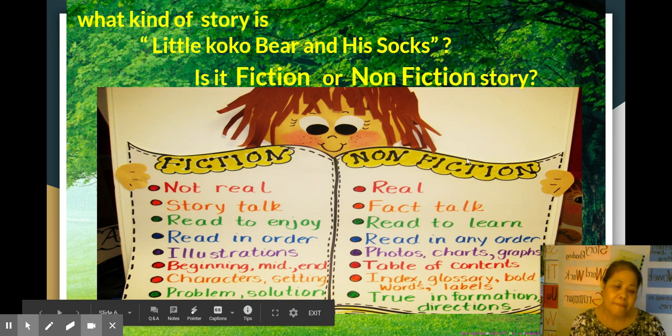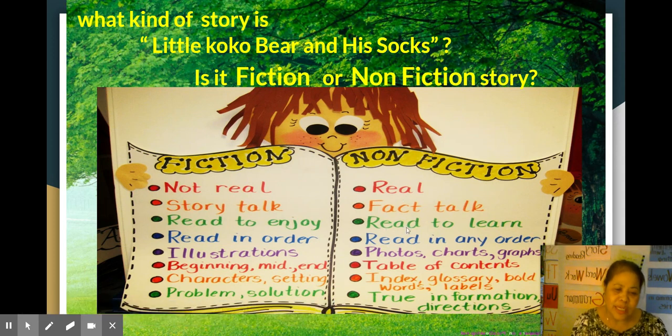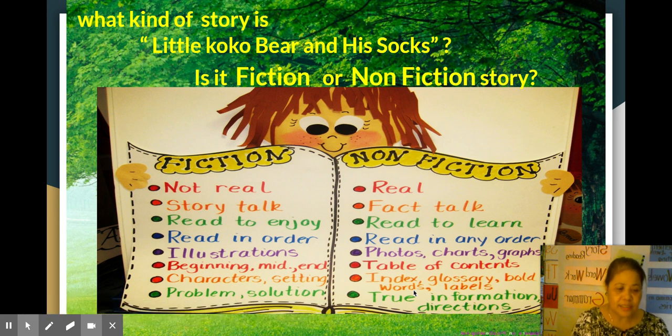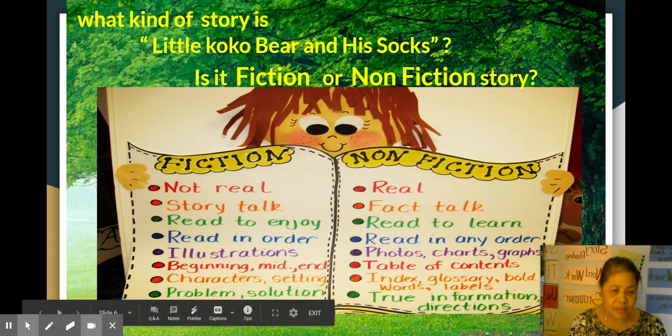It's a fantasy. While non-fiction is real, it is a fact talk. We can read to learn a lot of information from it. We read in any order. And it has actual photos, charts, and graphs. It has a table of contents, an index, a glossary, bold words, labels, and it gives us true information about graphs, directions, or whatever details about a particular thing. A book like that is considered nonfiction, because they are real. They give us real information about something.